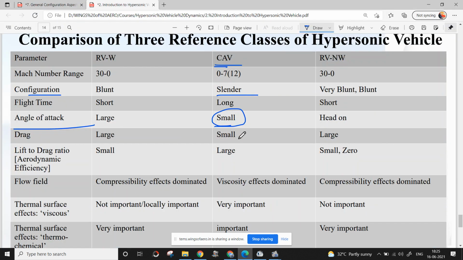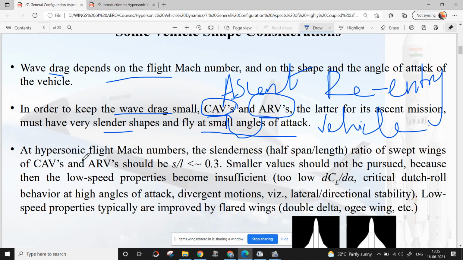So the angle of attack needs to be small, right? At hypersonic flight Mach numbers, the slenderness ratio. I hope you have heard about this slenderness ratio. It is nothing but the ratio between the half span and the length of the fuselage.